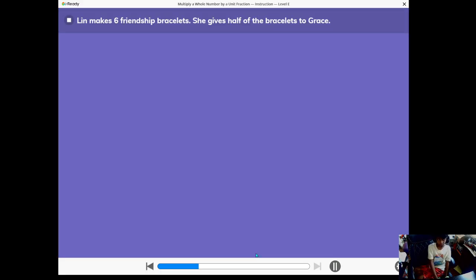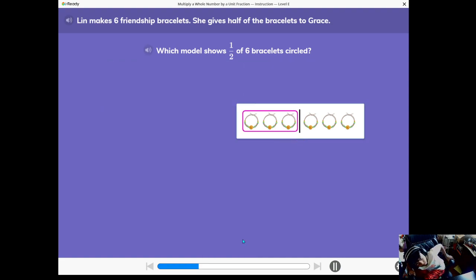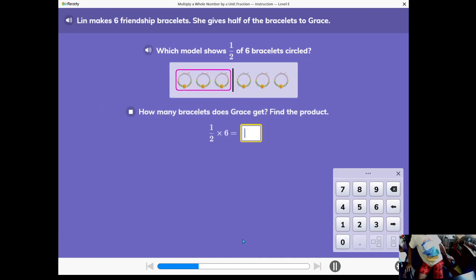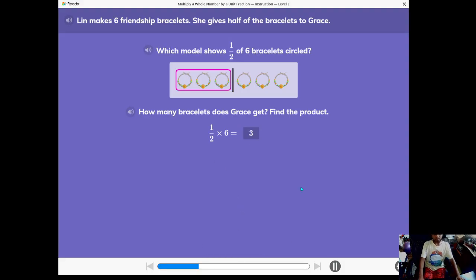Lynn makes 6 friendship bracelets. She gives half of the bracelets to Grace. Which model shows 1/2 of 6 bracelets? How many bracelets does Grace get? Find the product. Good! Grace gets 3 bracelets.